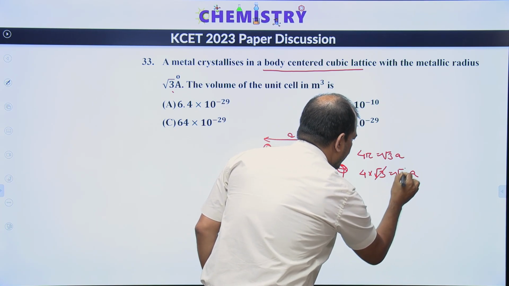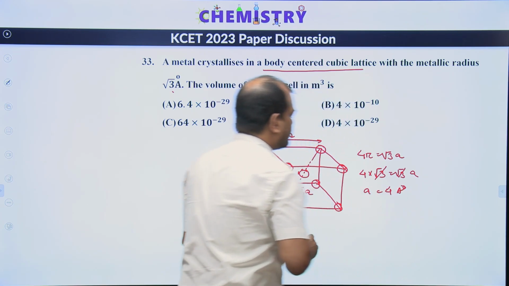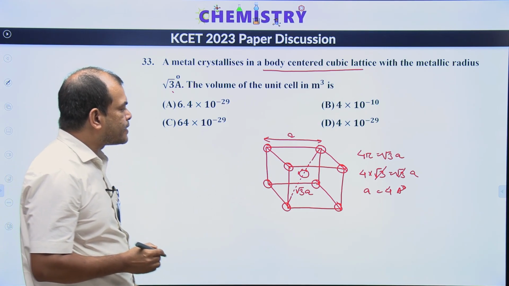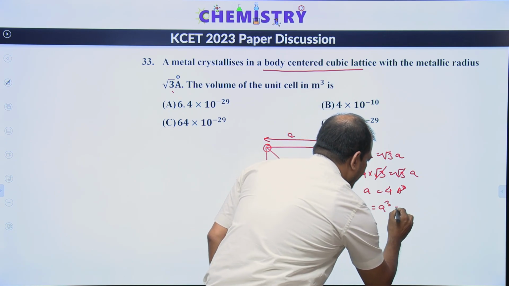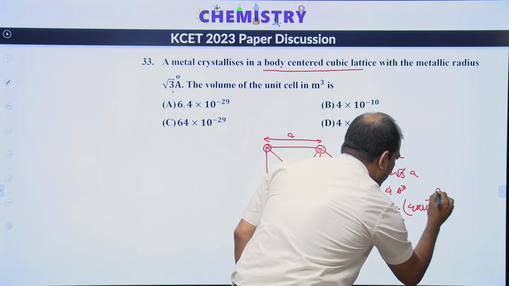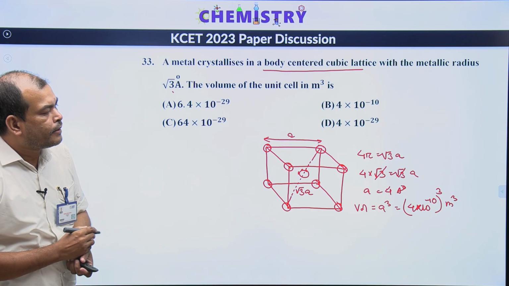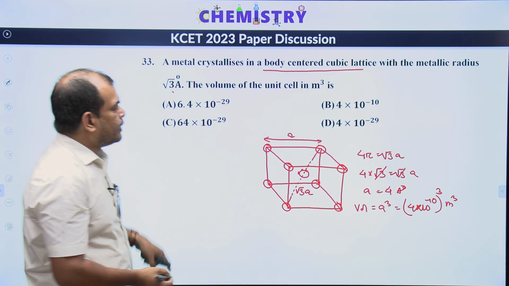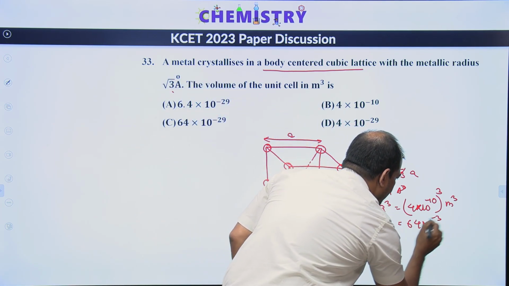Root 3 cancels. Therefore, a should be 4 Angstrom. Now the question is what will be the volume of the unit cell. As it is a cubic lattice, the volume should be a cube. Therefore it is 4 into 10 to the power minus 10, whole cube, meter cube. Now what should be that value? Now we can check. Therefore it is 64 into 10 to the power minus 30.